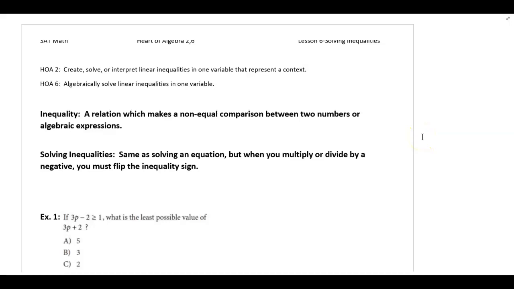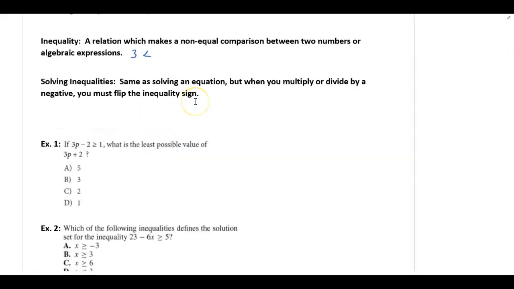SAT Math Lesson 6. All right, so now we move on to solving linear inequalities. This again is Heart of Algebra 2 and Heart of Algebra 6. So first, let's talk about what an inequality is. Real quickly, an inequality is basically a relation which makes a non-equal comparison between two numbers or an algebraic expression. An example would be something like 3 is less than 6. But you also may see it as 3x minus 1 is greater than 4.